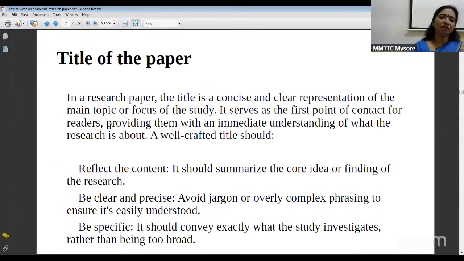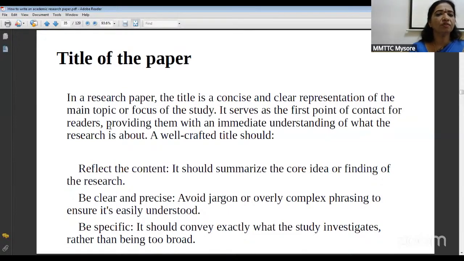What do I mean by the title of the paper? Let us understand one by one. What is the title of the paper? In a research paper, the title should be a clear representation of the main topic or focus of the study. The title should be catchy, so that people will come and read your paper.